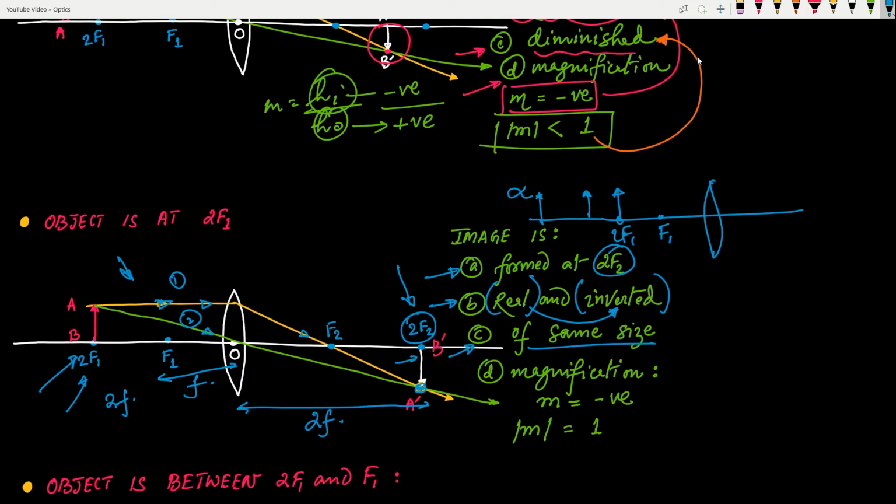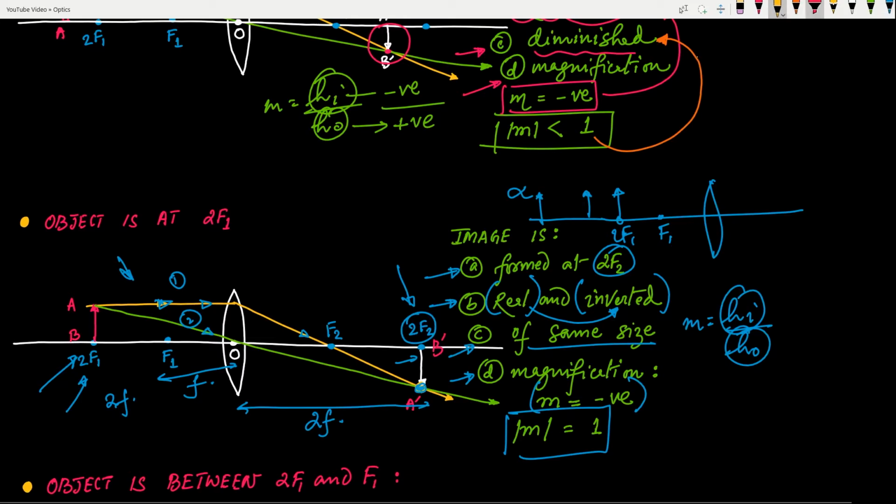Simple as that. Therefore the magnification will be our fourth point. We know magnification is height of image by height of object, isn't it? Now height of image is same as height of object. Therefore, we will get the modulus of m to be 1. But m will be negative. Why will m be negative? m will be negative because the image that is produced is actually inverted. So this is all about the image produced when the object is kept at 2f1. I hope this is clear.